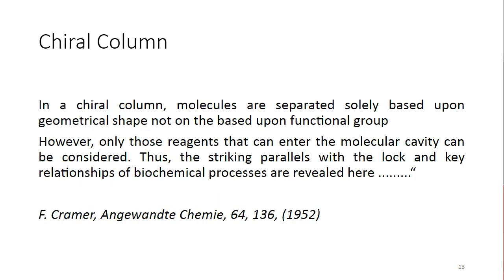Chiral columns are of various types: alpha, beta, gamma, delta, cyclodextrin, and many others. In a chiral column, molecules are separated solely based upon geometrical shape, not only upon functional group. However, only those reagents that can enter the molecular cavity can be considered. Thus, the striking parallels with the lock and key relationship of biochemical processes are revealed here. They are fundamentally separated on the basis of shape.